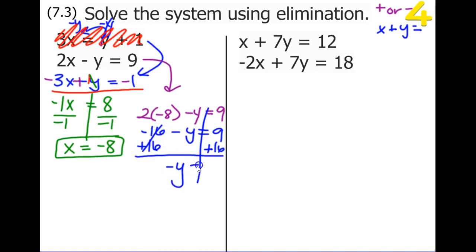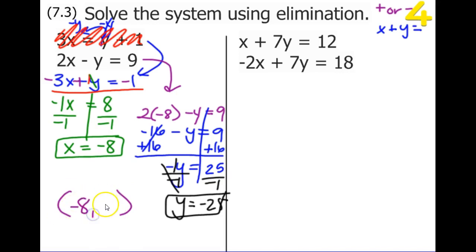We have negative y. And then 16 plus 9 more is going to give me 25. But then we need to get rid of that negative 1, so I'm going to divide by negative 1. So y is a negative 25. So our answer then in terms of x and y would be negative 8, comma, y, which is negative 25. I would suggest trying this next one on your own and then click play to see if you got it right.